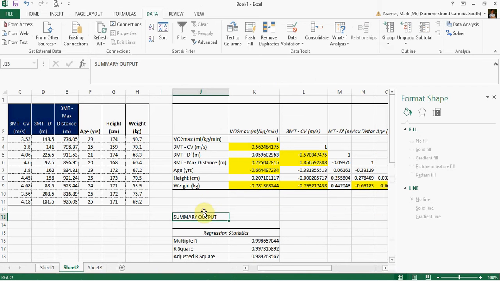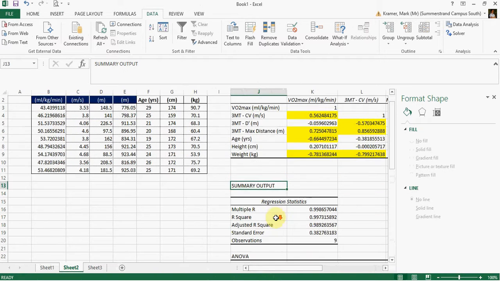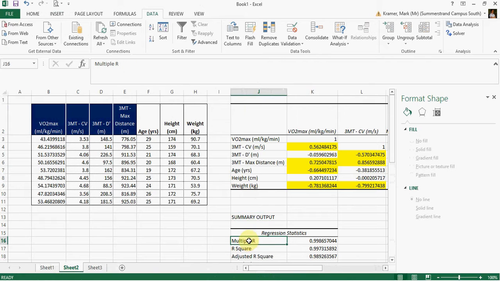So let's just try and interpret some of this data. Multiple R, I think in your stats class, you learned that as your R value, your coefficient of correlation. And you can see here that's very high, 0.99. So it means basically the strength of this correlation is very, very high. So that's good to see.